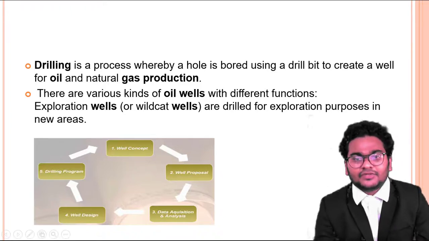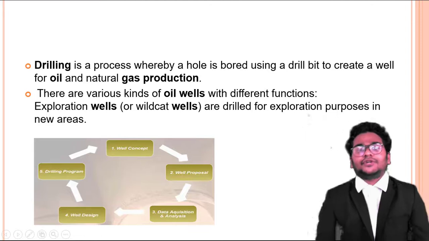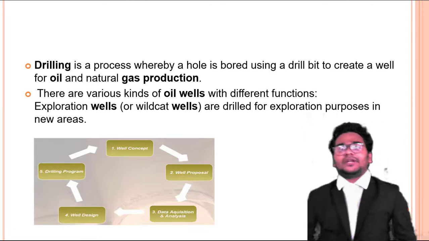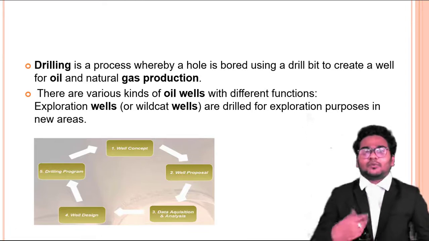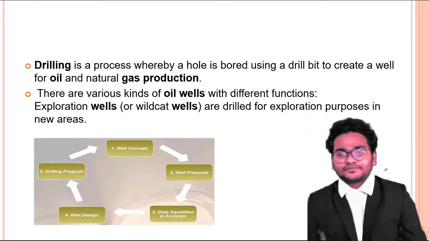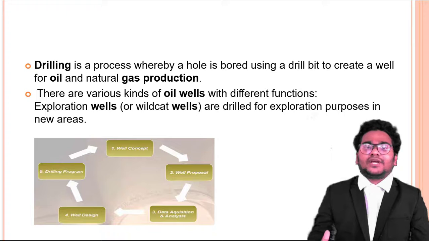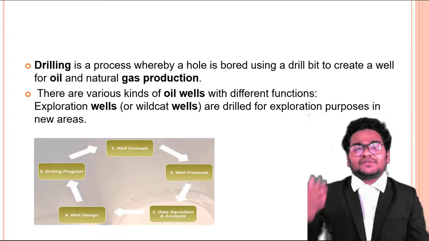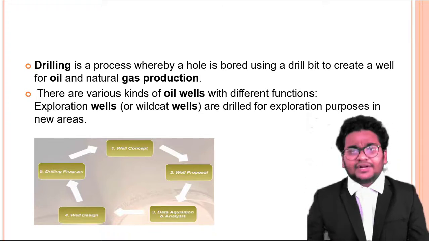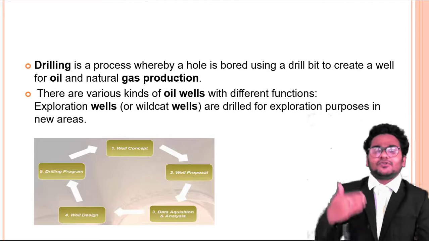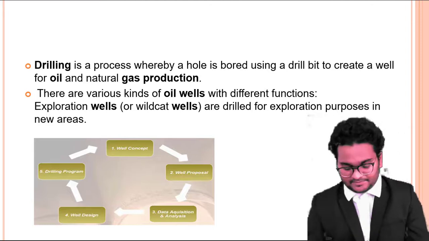Then after that, we will go for the well proposal. According to the cost, money-related things, everything fine, then we will propose that we have to go with this type of well, a particular well. We can say a J-type well, or otherwise different types of well patterns. According to that, we will choose one well proposal.